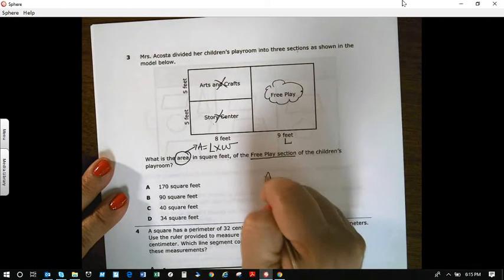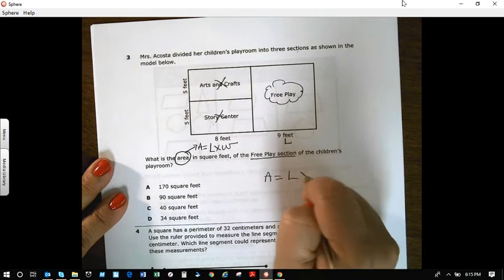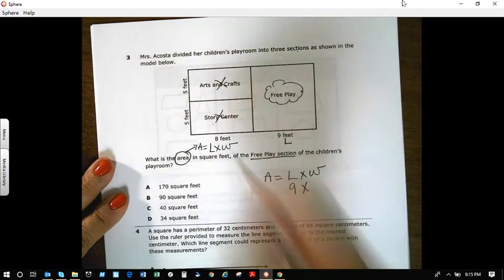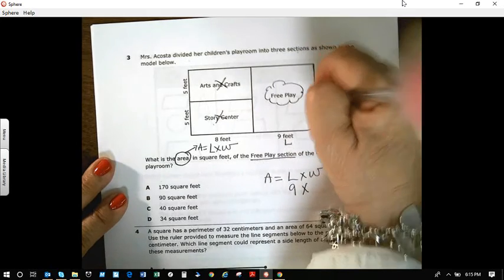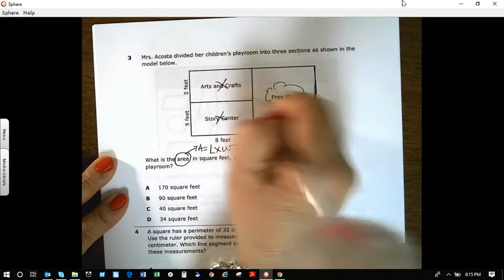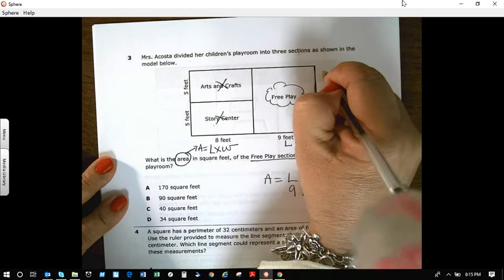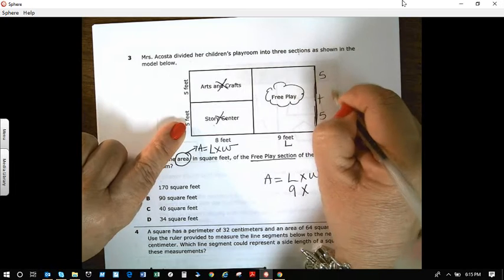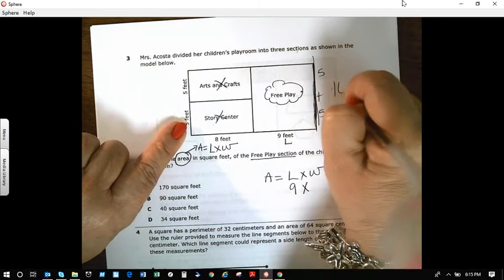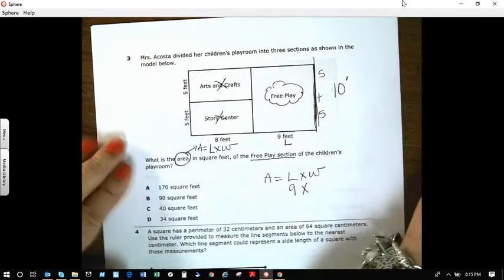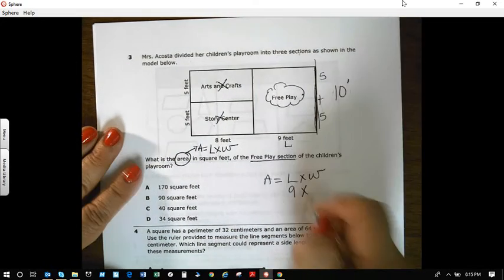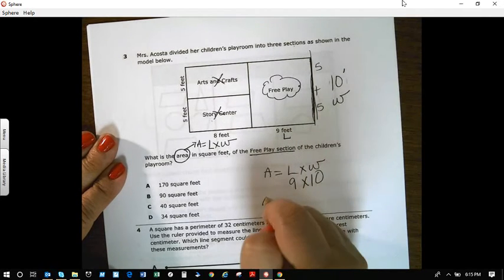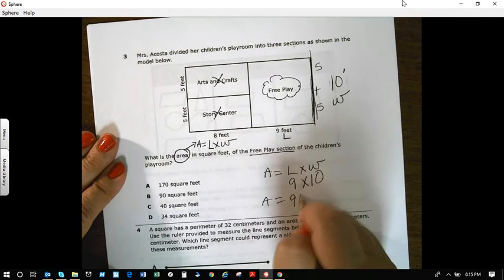So area equals length times width. I know that it's 9 for my length, but what's my width? Well, this section here, I'm going to look straight across. This was 5, and this is 5. If I add that together, this total is 10 feet. This is also a symbol for feet. So my width is 10, so my area equals 90 square feet.